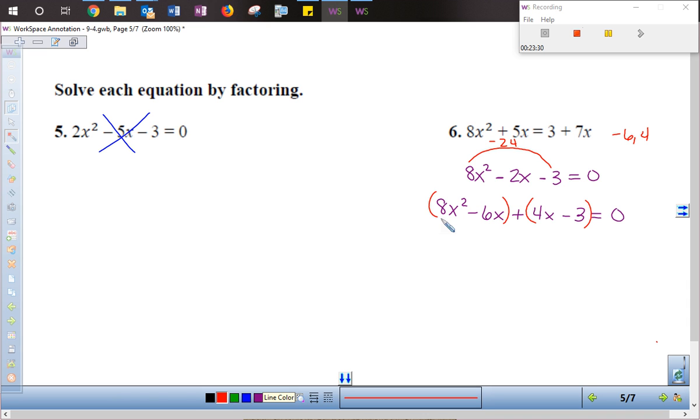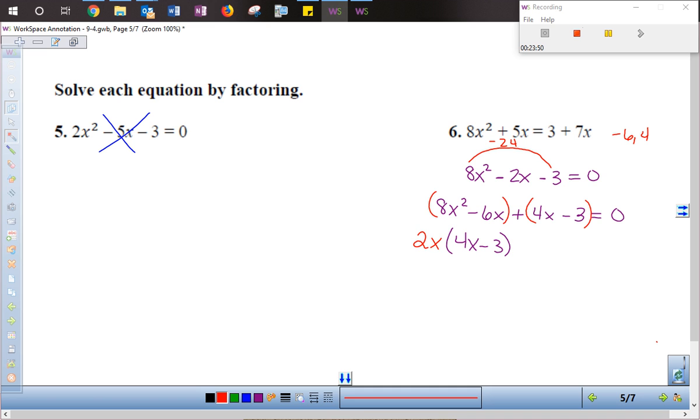Next, we can take out the greatest common factor. So 8x squared minus 6x, the greatest common factor between 8 and 6 is going to be 2. And then I can also take out an x since both terms have one. And 8x squared divided by 2x is 4x. 6x divided by 2x is 3. Now with my second binomial, 4x minus 3. 4 and 3 don't have any greatest common factors, and 4x has an x, but 3 doesn't have an x, so I can't take out a variable either.